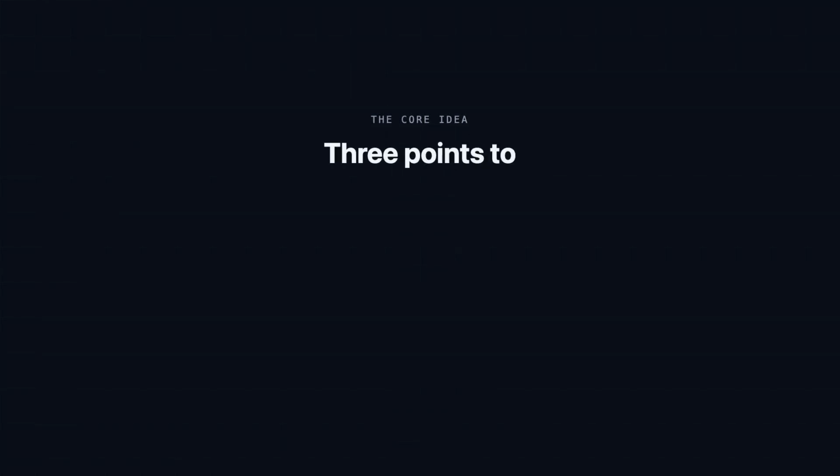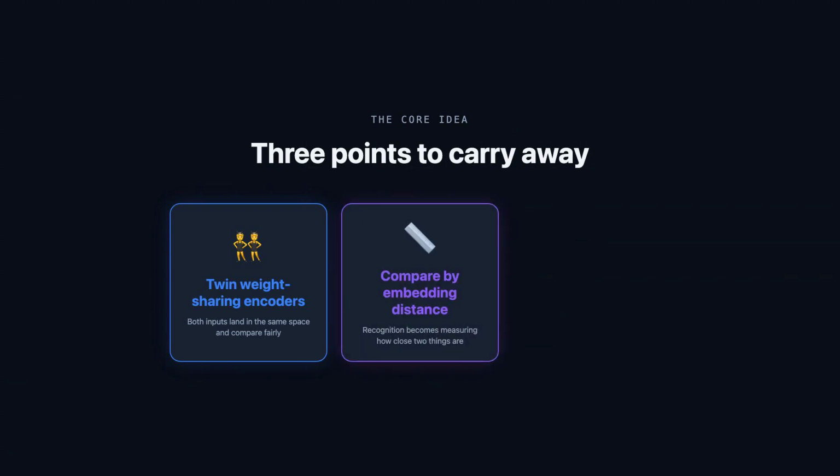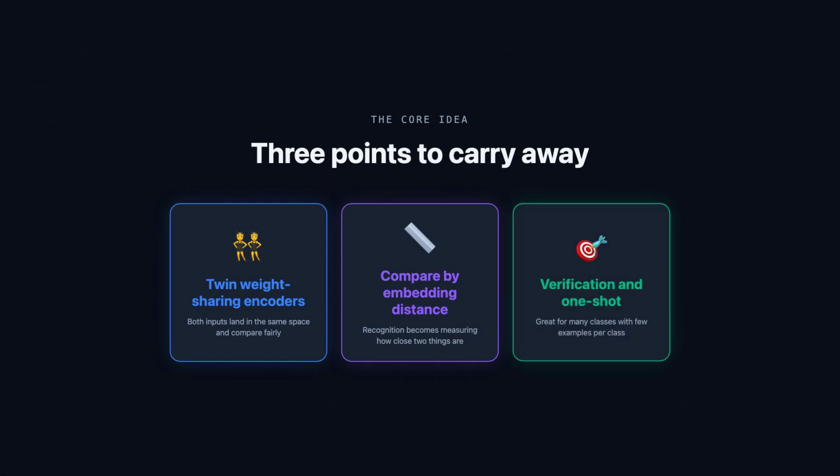Now, let me distill the whole idea into 3 points worth carrying with you. Twin encoders share one single set of weights, so both inputs are mapped into the same embedding space and can be compared fairly, side by side. You compare by distance between the embeddings, not by class labels, which quietly turns the whole recognition problem into simply measuring how close two things are. This makes it perfect for many classes with only a few examples each, like signature and face verification, and recognizing something from a single reference photo.